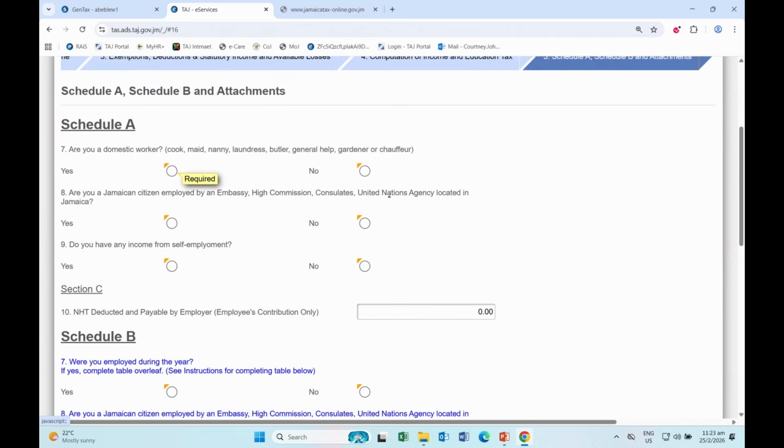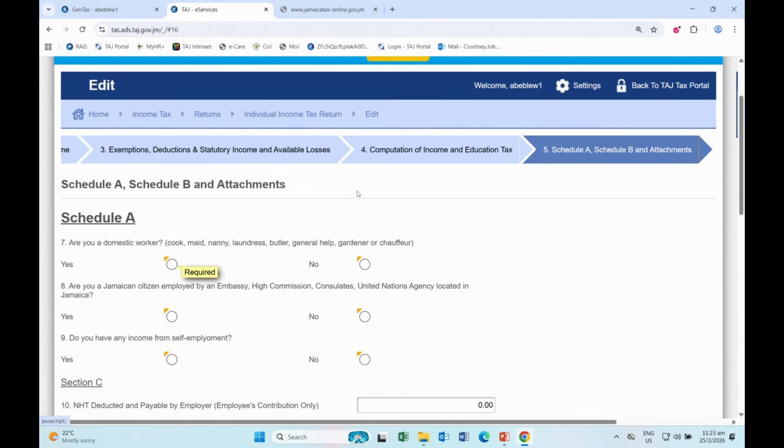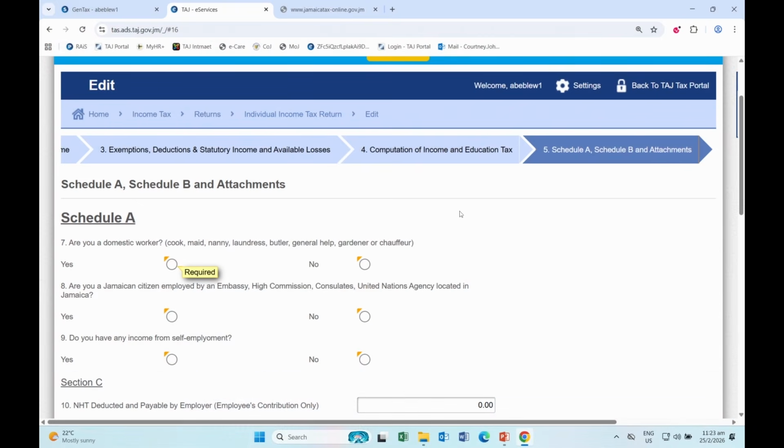Now on this next page, Schedules A and B. Why Schedule A, why Schedule B? Why does the question seem to sound the same? Schedule A speaks specific to NHT, so just bear that in mind. Whatever you're answering here is going to determine whatever NHT calculations are done on this form. Schedule B speaks to NIS, and the same applies. Whatever you respond here is going to speak to whatever the calculations will be for NIS. So let's respond to the questions.